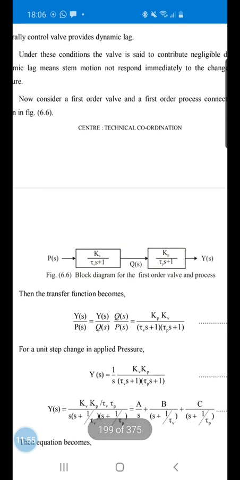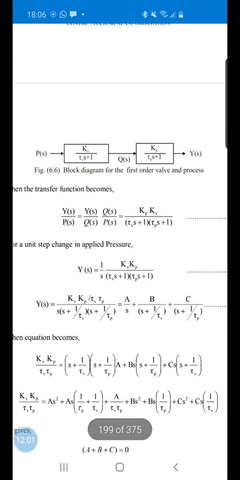Now if we consider a first order process along with the first order pneumatic control valve, this will be the block diagram. See, for the pneumatic control valve it is Kv upon tau V s plus 1, pressure is the input, and flow rate is the output.